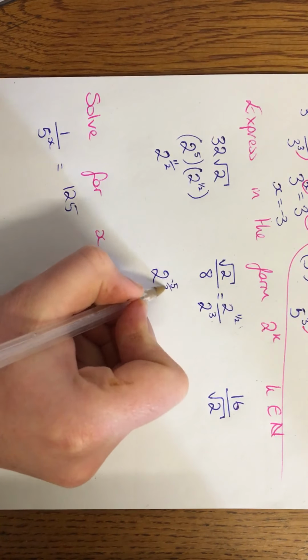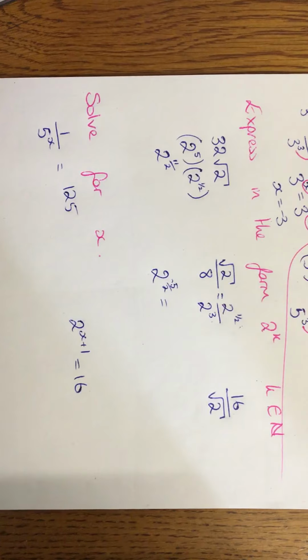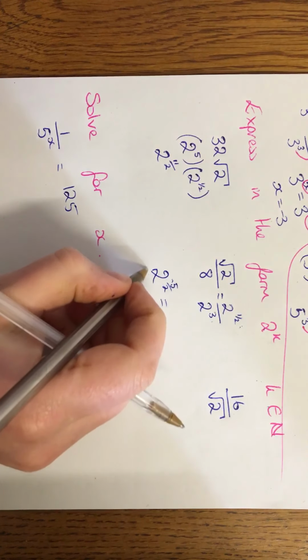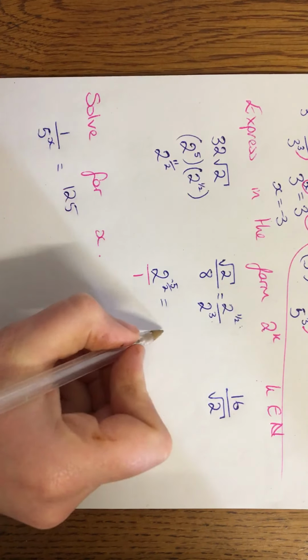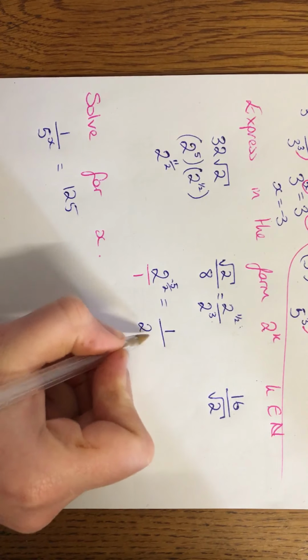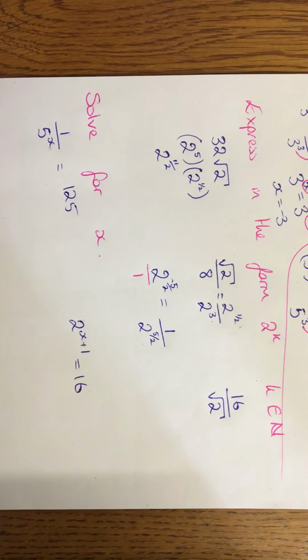Minus 5 over 2. But I don't really like having negative powers. So remember, that's over 1. If I flip it, I'll get 1 over 2 to the power of 5 over 2. Because I don't like being left with a negative power, I'll flip it. The next one.